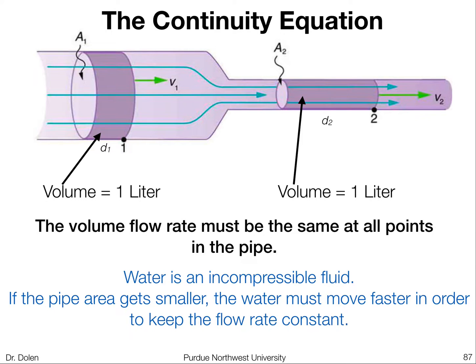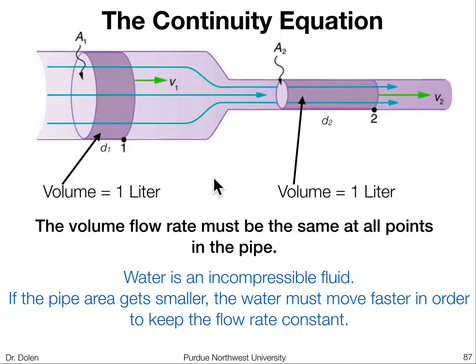Basically, if I have a pipe, it has some cross-sectional area. I can look at one volume of water, let's call it 1 liter of water. That 1 liter of water is flowing in this direction at some velocity, and then all of a sudden the pipe gets smaller. Well, there's 1 liter of water behind this one, another liter of water behind this one, all moving at the same velocity.